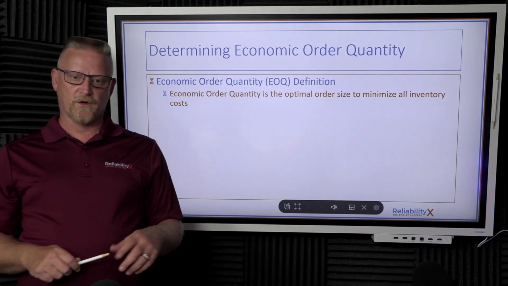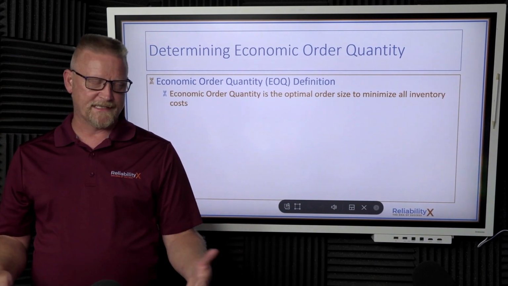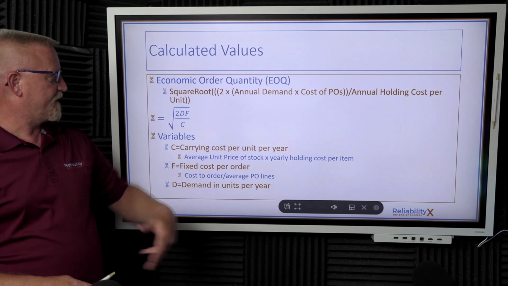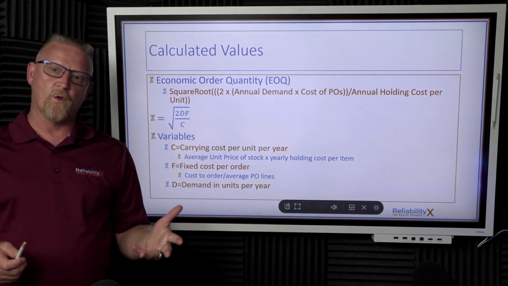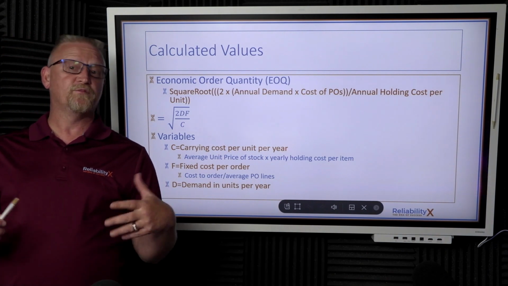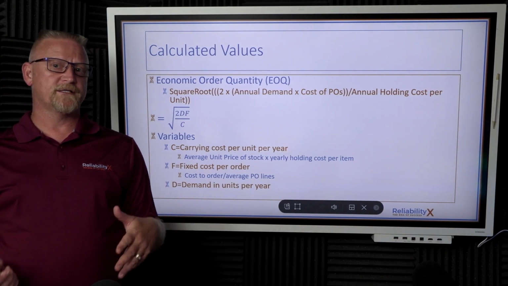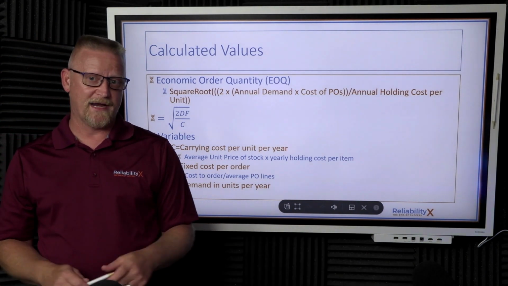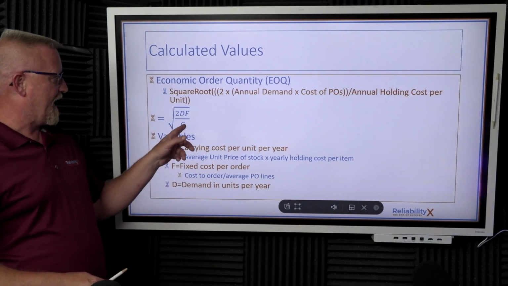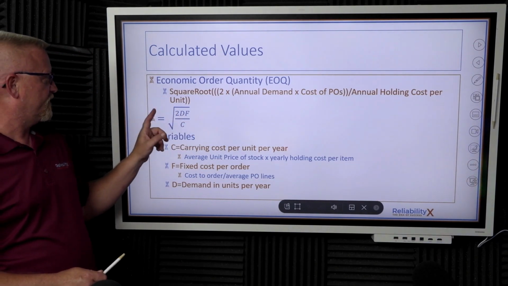The economic order quantity is the optimal order size for the organization. And the calculation for that is the square root of 2 times demand times the cost of placing an order divided by what's called the holding cost of the unit, or the holding cost for that inventory item.